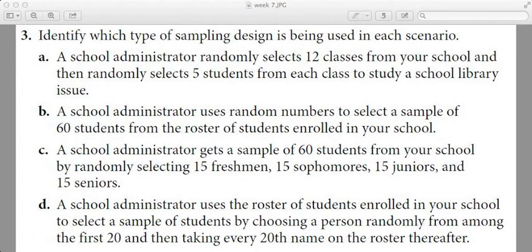Okay, letter D says, a school administrator uses the roster of students enrolled in your school to select a sample of students by choosing a person randomly from among the first 20 and then taking every 20th name on the roster thereafter. That is a systematic sample with random start. Our start picking the sample is random, a random person in the first 20, and then we have a system after that of taking every 20th name on the roster thereafter.